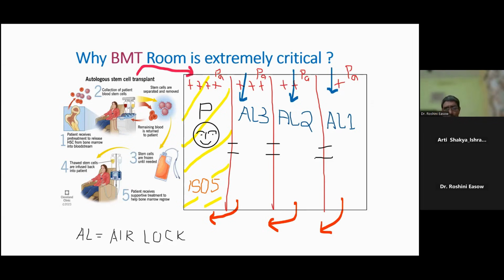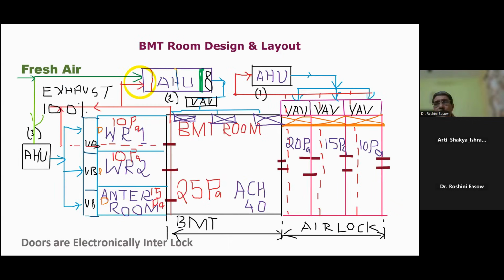Now you go to the second slide. This slide is the drawing of a BMT room. This is the 25 Pascal we are showing, which is to be maintained. There are different Pascals: 20 Pascal, 15 Pascal, 10 Pascal, like that. Along with that, a patient is continuously staying for 6 months. He is not going out. He has to use a washroom also.